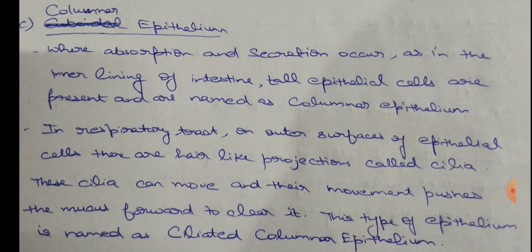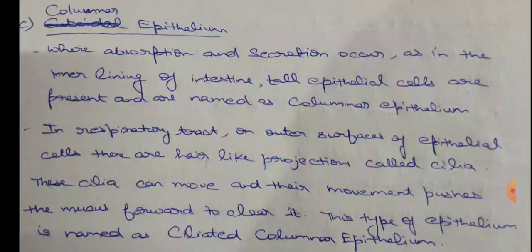Columnar epithelium. They are found where absorption and secretion occurs, as in the inner lining of the intestine, where tall epithelial cells are present and are named as columnar epithelium. If the words absorption and secretion come, then the first thing that comes to our mind is intestine, because the maximum absorption of food takes place in the intestine, and also the secretion of digestive juices takes place there. It also takes place in the stomach, but absorption and secretion both, and maximum absorption takes place in the small intestine. So it is saying that in the inner lining of intestine, tall epithelial cells are present and are named as columnar epithelium.